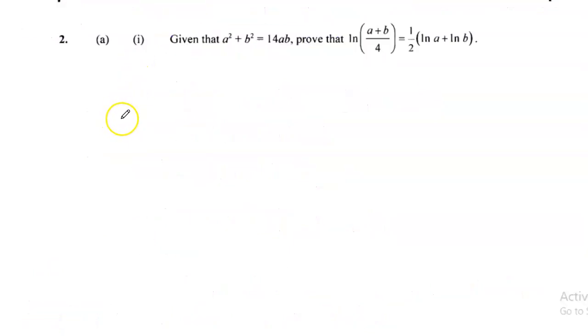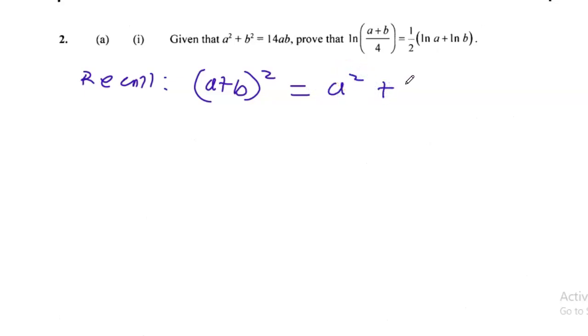Now question 2, we're going to be using two methods to prove that if a squared plus b squared equal to 14ab, then the natural logarithm of (a plus b) upon 4 is equal to half ln a plus ln b. Now, recall that (a plus b) all square is equal to a square plus b square plus 2ab.